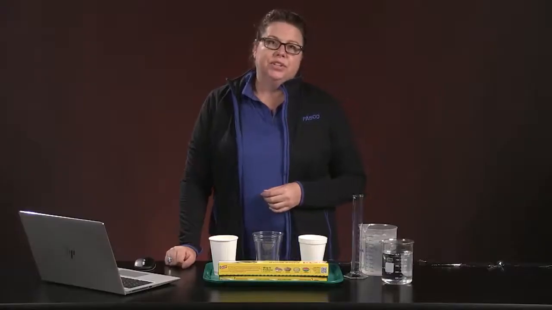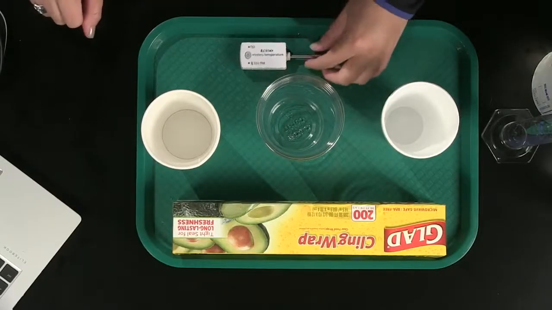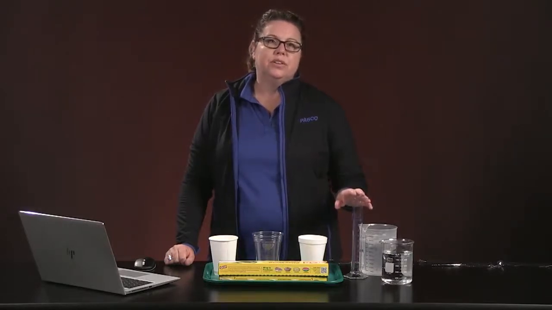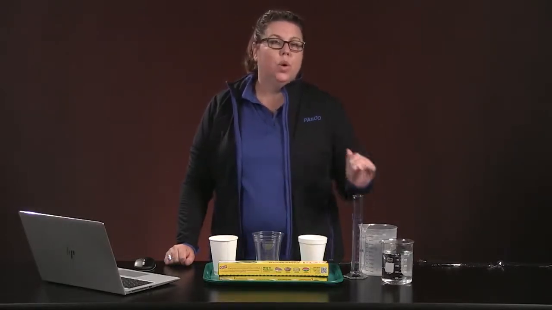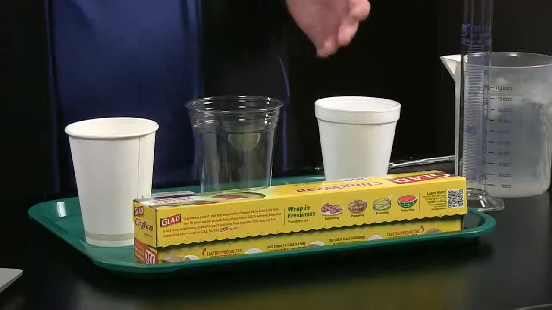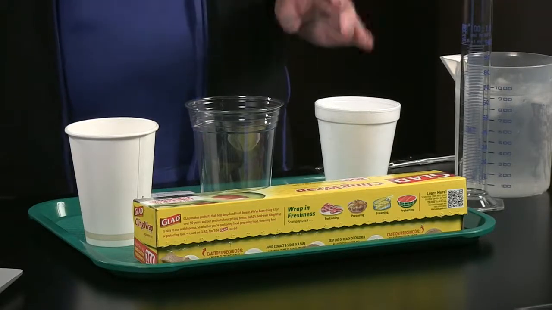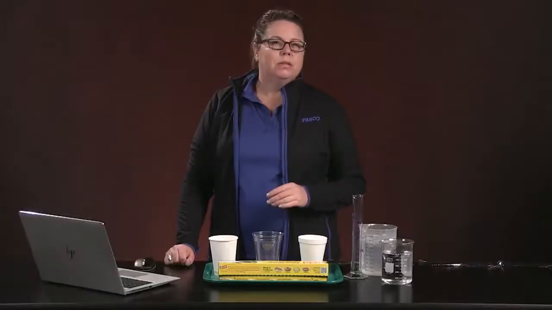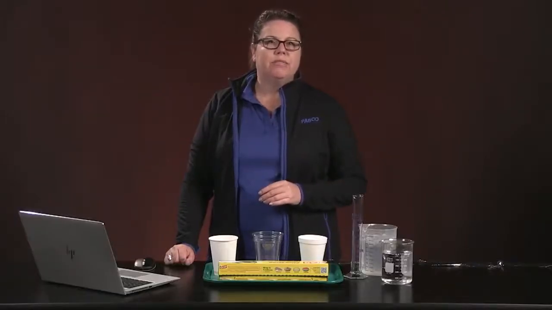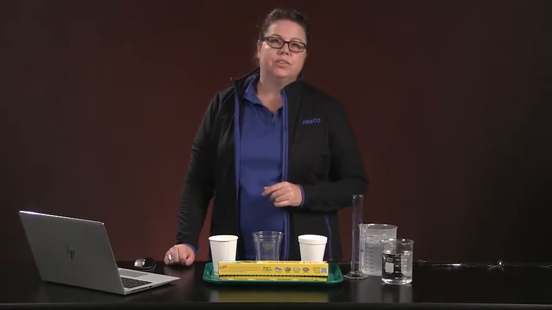For this investigation, you will need a temperature sensor, a 100 milliliter graduated cylinder, plastic wrap, cold and warm water, and 3 cups of various materials. Today we will use a paper, plastic, and styrofoam cup. It may also be helpful to have a calculator handy for the analysis section of the investigation.